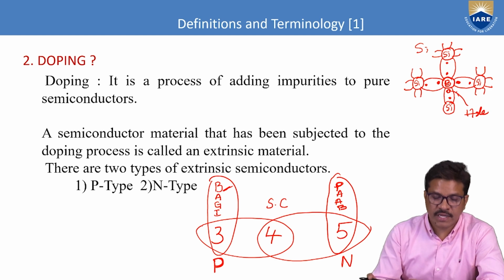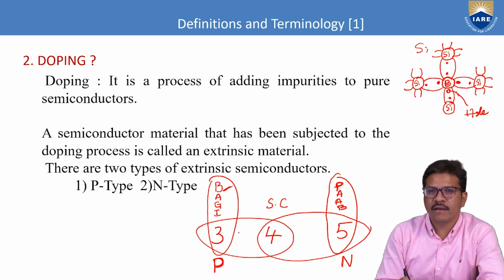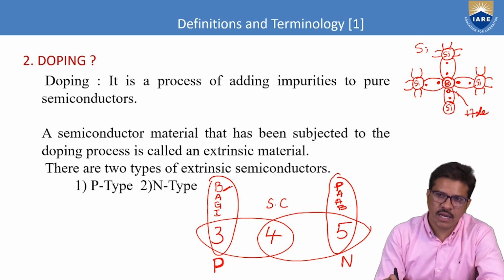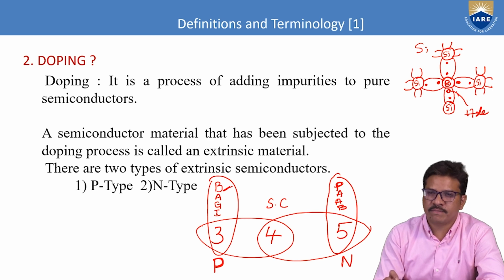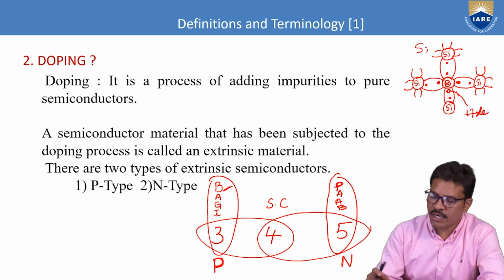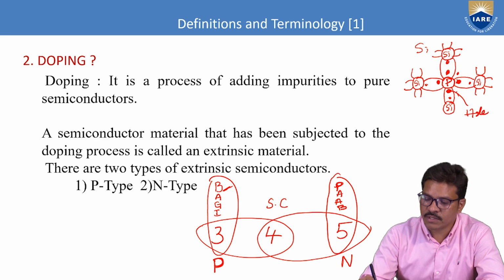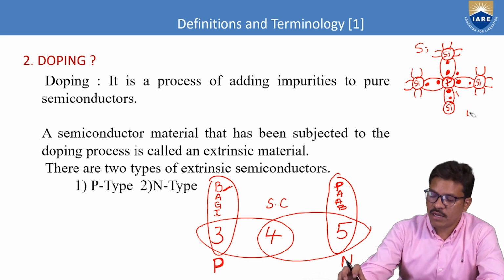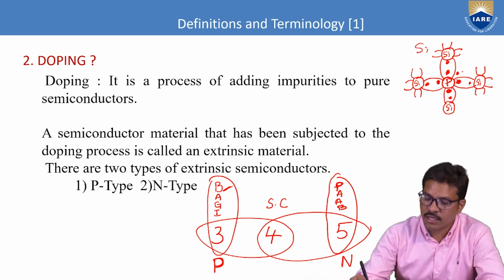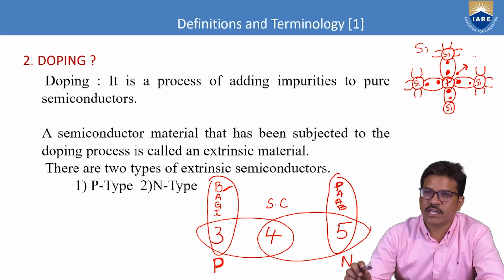There are 2 types of extrinsic material, P-type and N-type. If we add impurities of trivalent atoms to the semiconductor material, you will get P-type material. If you add pentavalent atoms like phosphorus, antimony, arsenic, bismuth to the semiconductor material, you will get N-type material. If you add phosphorus, which has 5 valence electrons, 4 valence electrons form covalent bonds with the neighboring atoms, and the 5th valence electron is loosely bound to the parent phosphorus atom. This is the excess electron, or free electron.